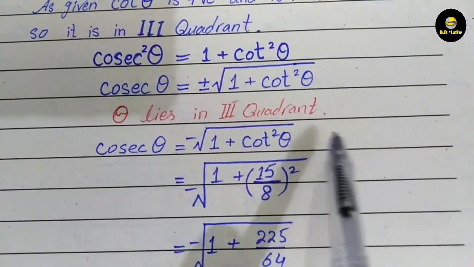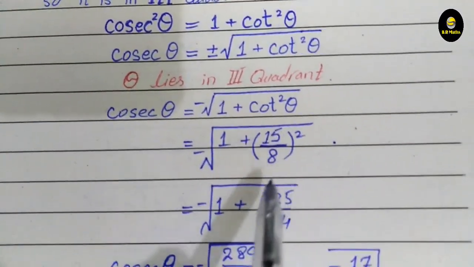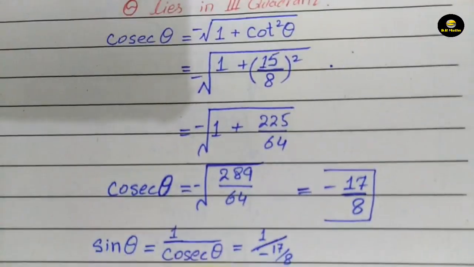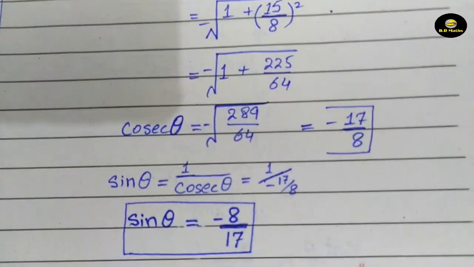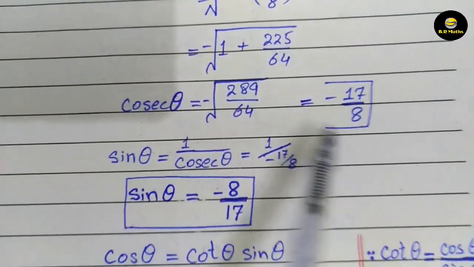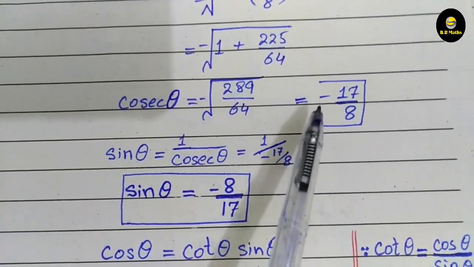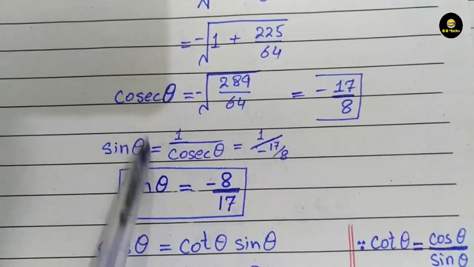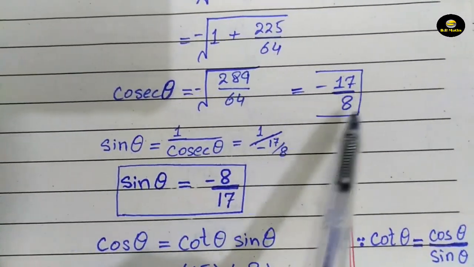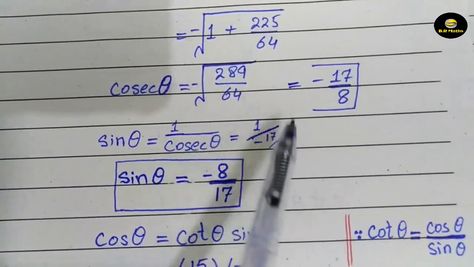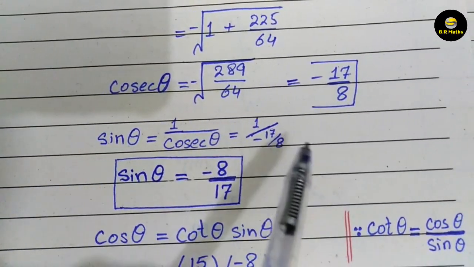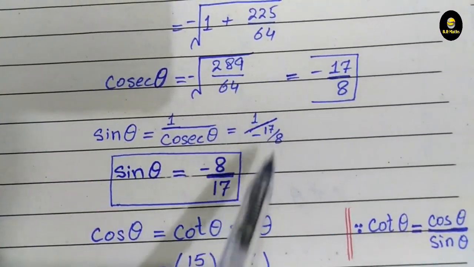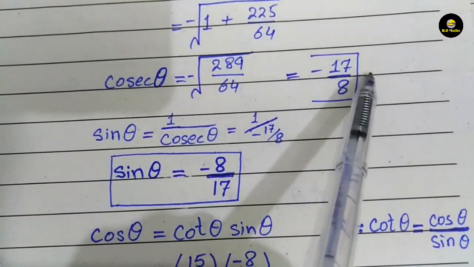And 1 plus cot square, put the values of cot, 15 over 8, square. 15 square is 225 and the square of 8 is 64. Take the LCM and after calculation the result of cosecant is minus 17 over 8. And cosecant is the reciprocal of sine. Take the reciprocal, 1 over minus 17 over 8, and it becomes sine theta is equal to minus 8 over 17. This is a reciprocal.